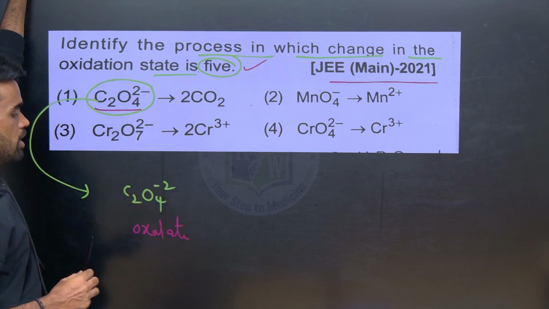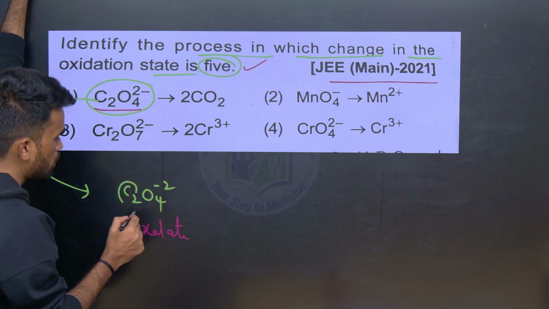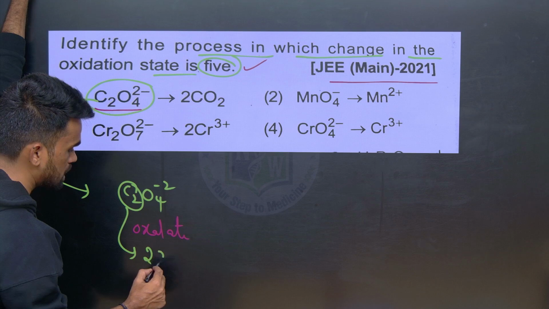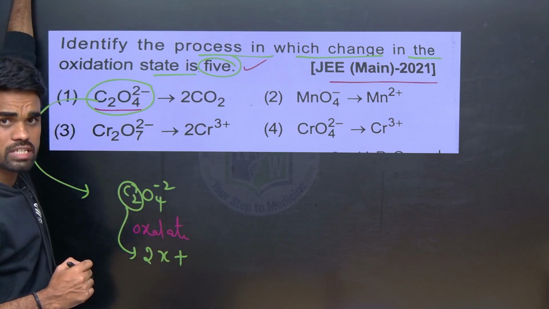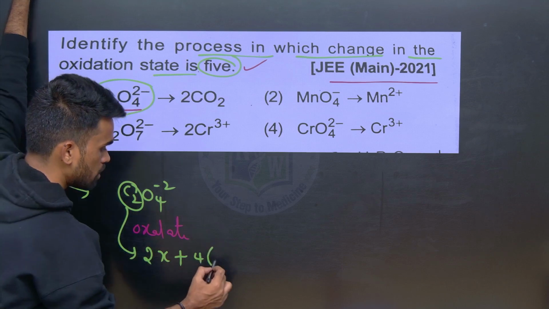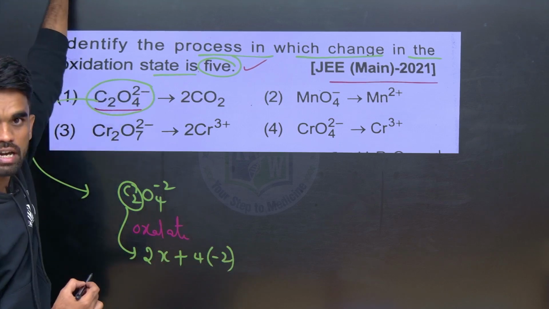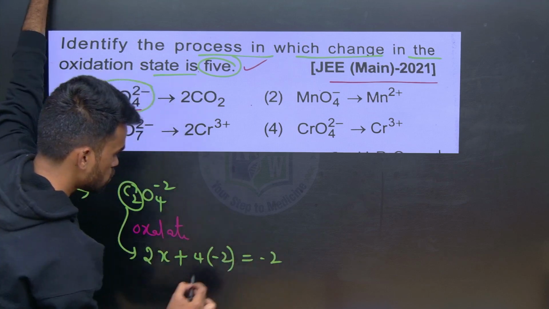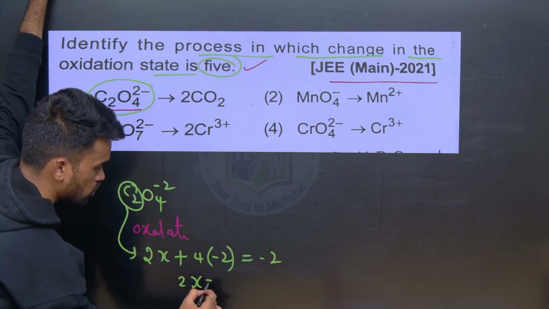Okay, oxalate ion you can say. Now for carbon we need to find the oxidation state. 2 carbons are there. Let us say 2 into X, where the oxidation state of each carbon is X. How many oxygens are there? 4. Each one has minus 2 charge, bivalent oxygen atoms, right? We already discussed that. Overall charge is equal to minus 2. So if you do it like this, 2x will be equal to how much?